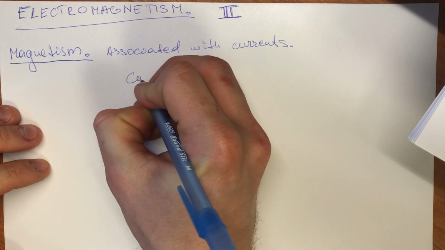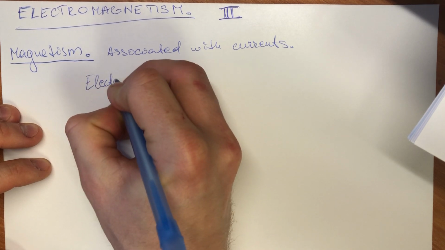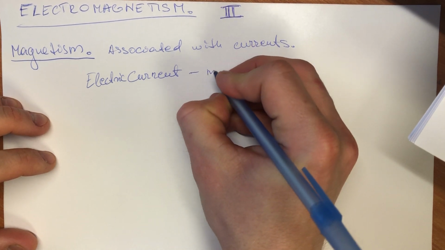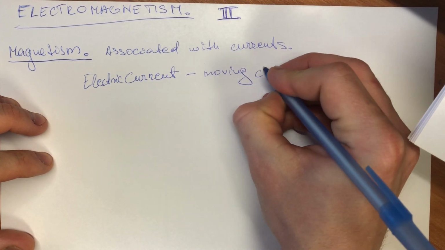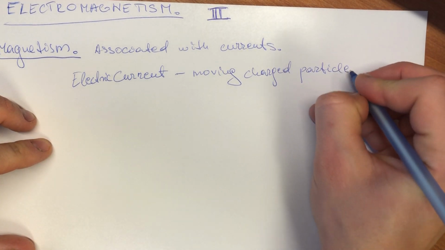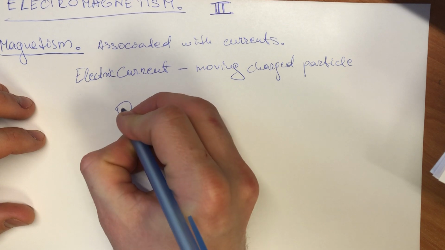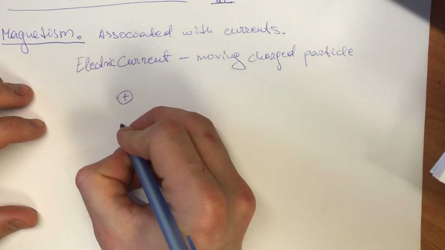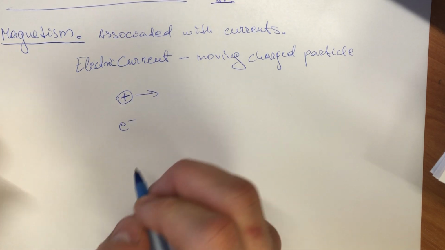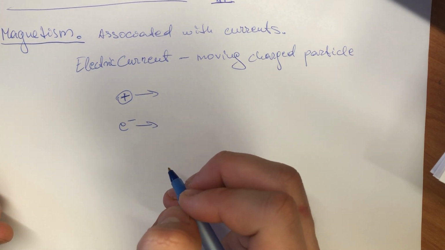so basically what is electric current? It is a moving charged particle. So if we have a moving charged particle, it can be a moving proton, it can be a moving electron, any charged particle. It can be a positive sodium ion. Any charged particle that is moving is creating a magnetic field.